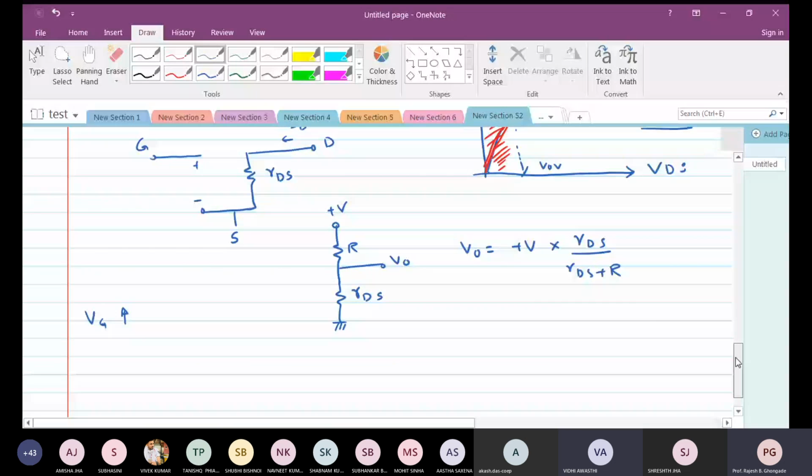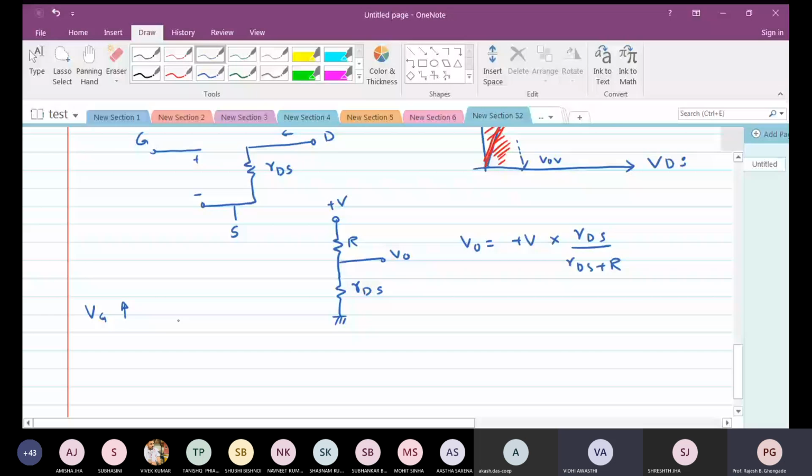Yes, sir. Why? We already know that RDS is a very small quantity. So this small quantity may be some ohms, tens of ohms, divided by this tens of ohms plus some R, which may be in kilo ohms, let us say. So output voltage will not be exactly 0 volts. Can you calculate this? If this plus V is 5, so 5 volts multiplied by 10 ohms divided by 10 ohms plus 1K. How much is this?